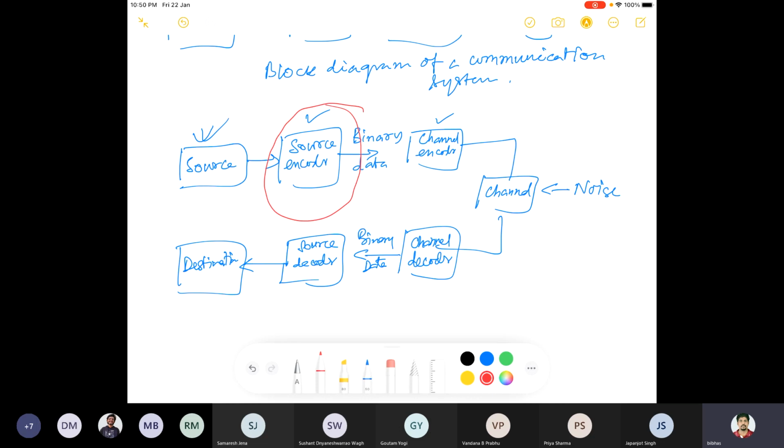Then there is another problem. The binary data is being supplied to the channel encoder. Now the question is, per unit time, let's say per nanosecond or per second, whatever the unit is, how many such binary digits should be supplied to the channel encoder?